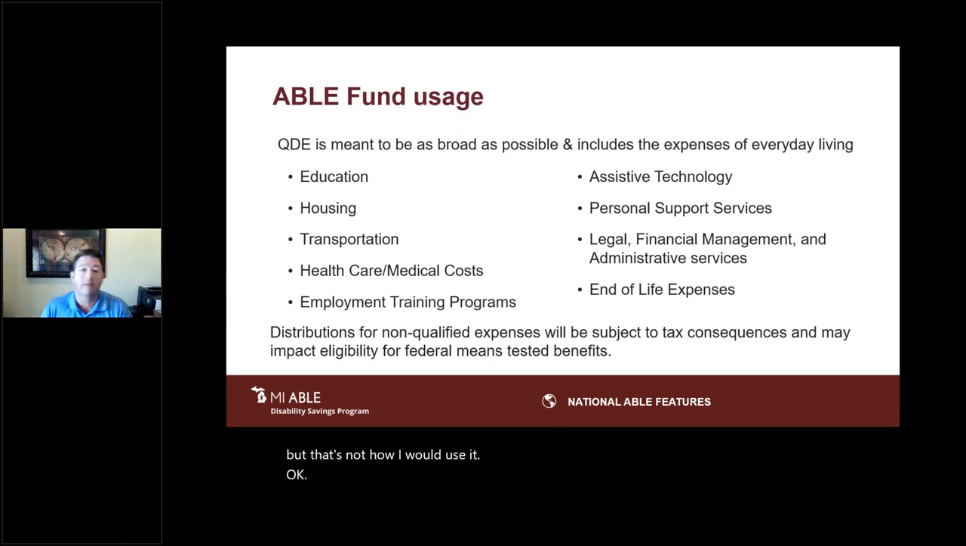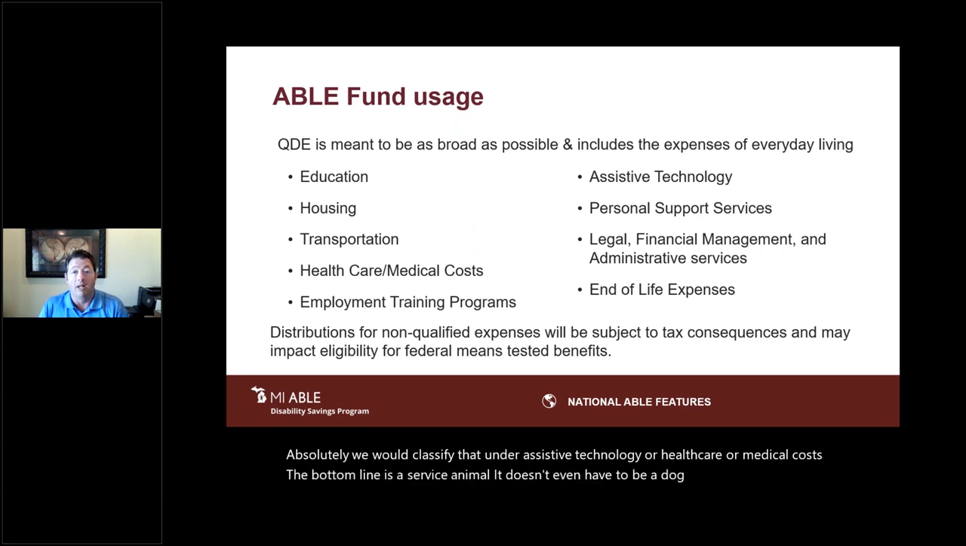All right. One more question about qualified expenses. Thinking about a companion dog and the expenses that might go along with that. Is that covered? Absolutely. We would classify that under assistive technology or healthcare or medical costs. The bottom line is a service animal, it doesn't even have to be a dog. It could be any type of service animal that has some sort of special training or some sort of attribute that makes it related to a disability. That's absolutely an allowable expense.